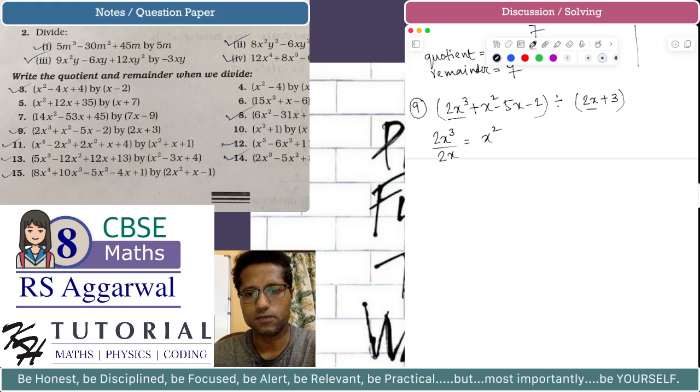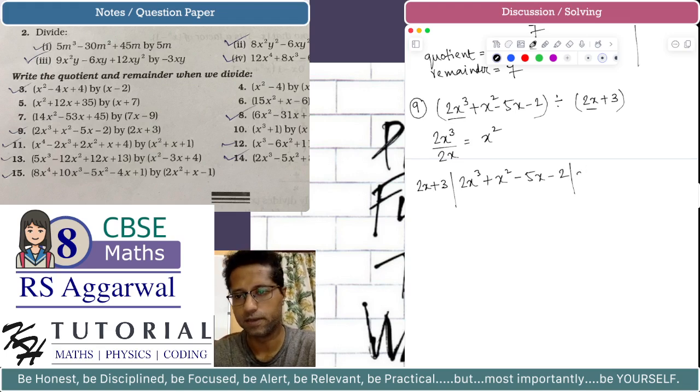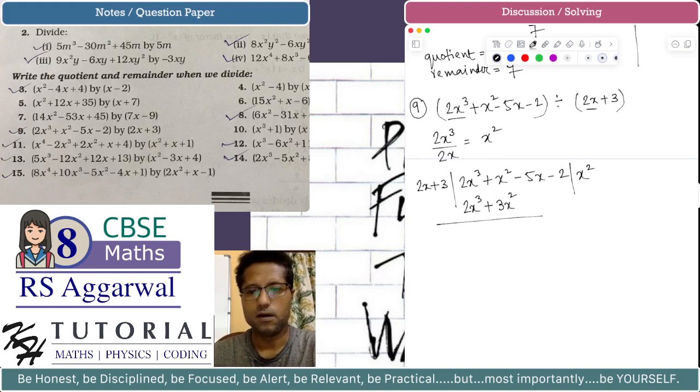So we start the long division process. 2x plus 3 is the divisor and 2x cube plus x square minus 5x minus 2 is the dividend. The first term of the quotient is x square. You find the product of the first term of the quotient with the divisor, which needs to be subtracted from the dividend. The product becomes 2x cube plus 3x square. If you do the subtraction, the sign of 2x cube will become negative, and the sign of 3x square will also be negative.